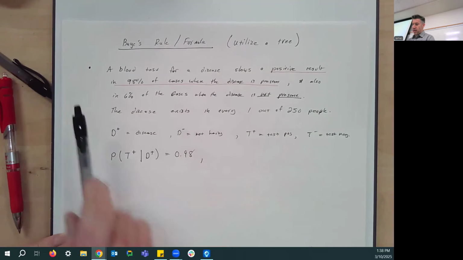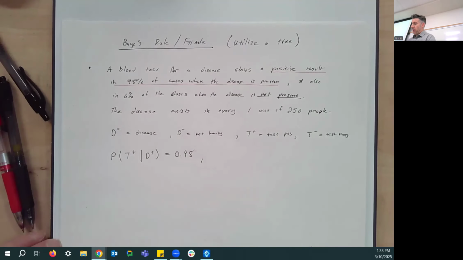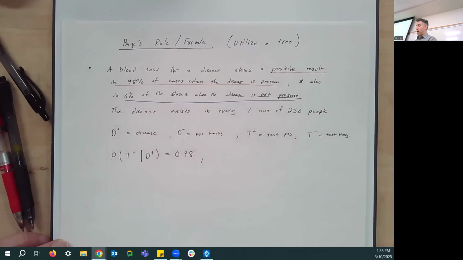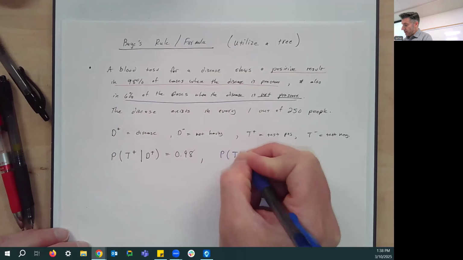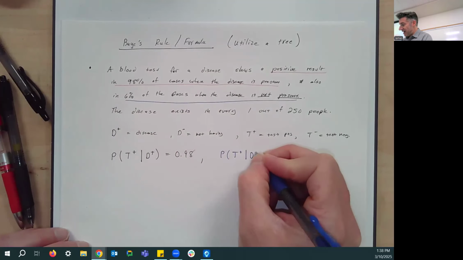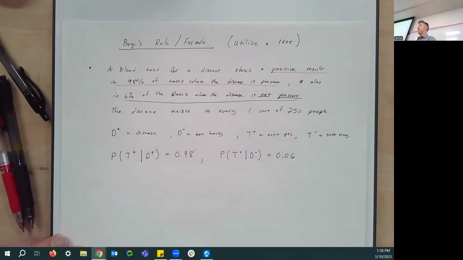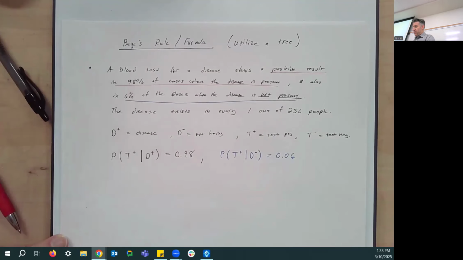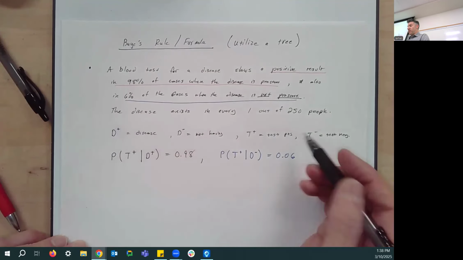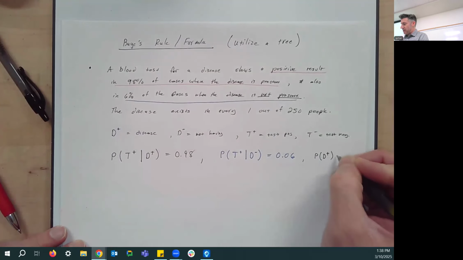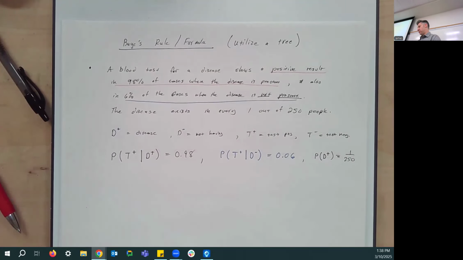Similarly, this next line: and also in 6% of the cases where the disease is not present, meaning we're also going to get a positive test. So a positive test given that the person does not have the disease 6% of the time. Make sure when you write 6% as a decimal, it's 0.06. I've often made that error. Finally, the disease exists in every 1 out of 250 people, meaning they're just telling you the probability of having the disease. So the probability of D plus is 1 out of 250, which you could write as a decimal as 0.004.